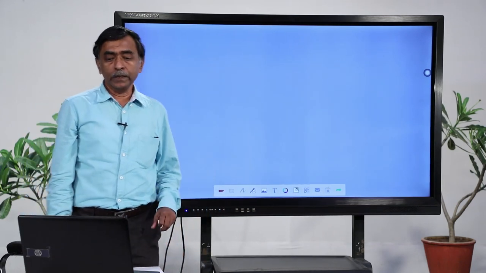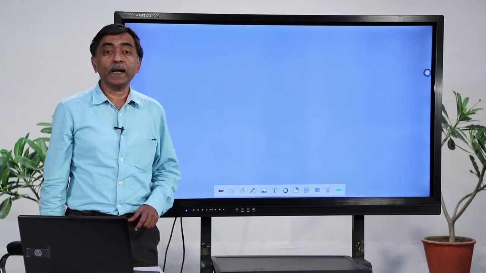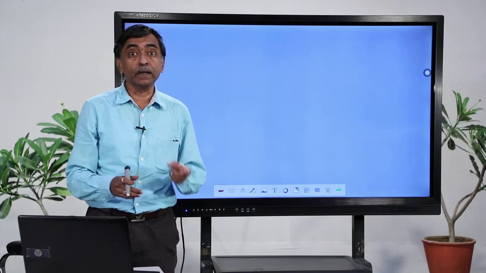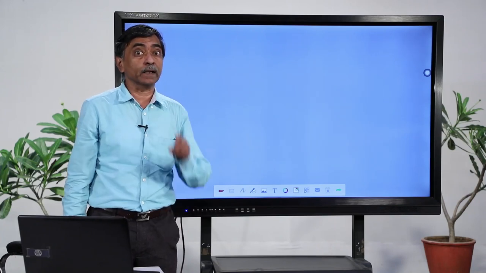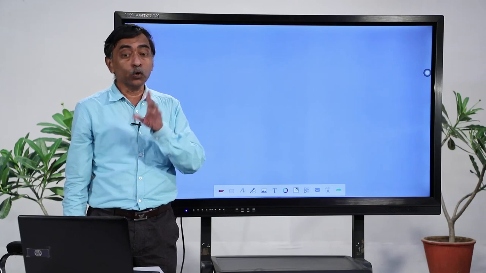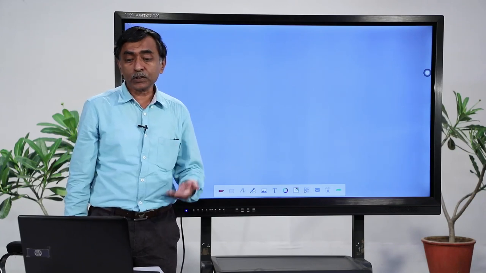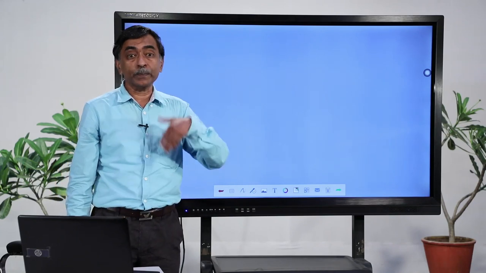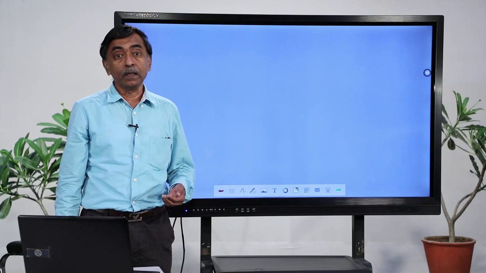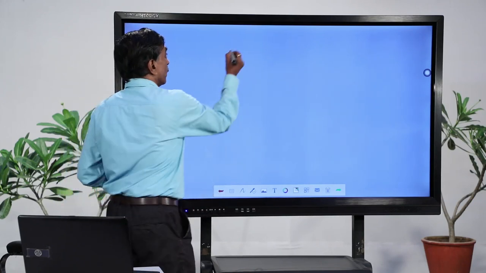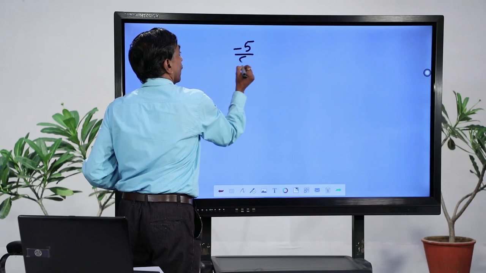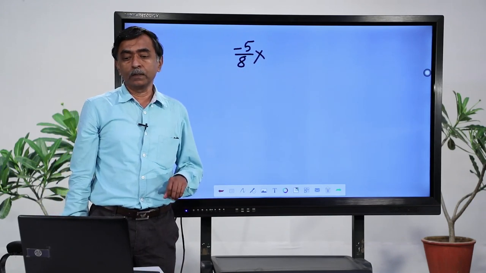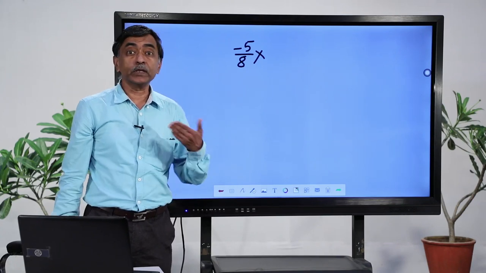Now, continuing this, I will say, what should be multiplied? We are taking all the 4 operations, addition, subtraction, multiplication and division, and look at the numbers that I am using here. Nearest natural number to minus 1 by 2, nearest integer to minus 2 by 3, I wanted to obtain this by subtracting some number from minus 2 by 3. Now, I want to multiply minus 5 by 8 with some number so that I get the nearest integer.